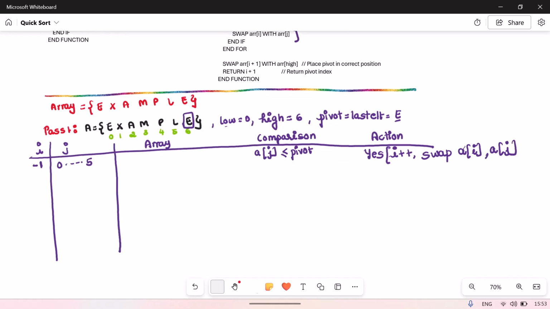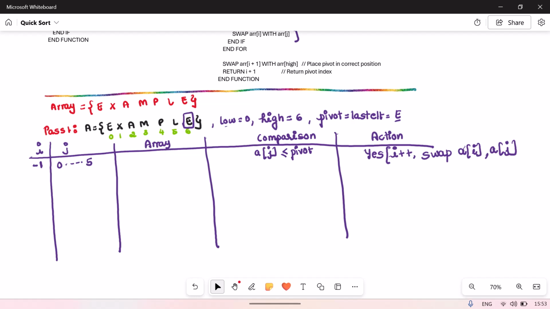Now, the calculation. Okay, so i is low minus 1. So low is 0, so low minus 1 means 0 minus 1, so it is minus 1. And j will go from low to high minus 1. So 0 to 5. High is 6, so high minus 1, 6 minus 1, 5.